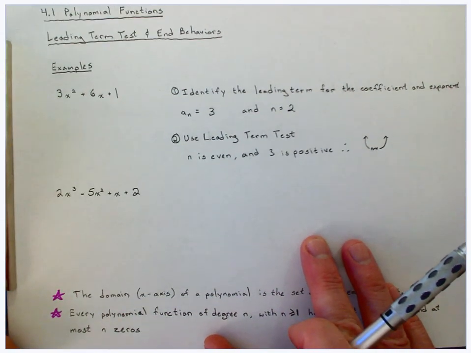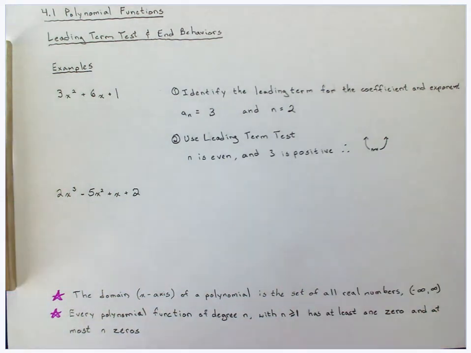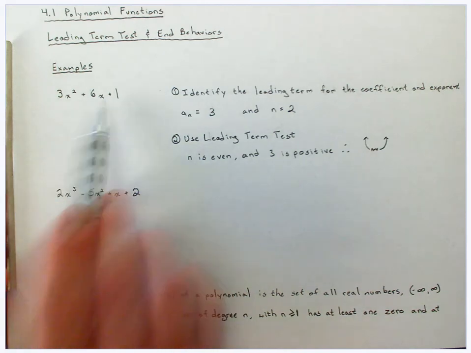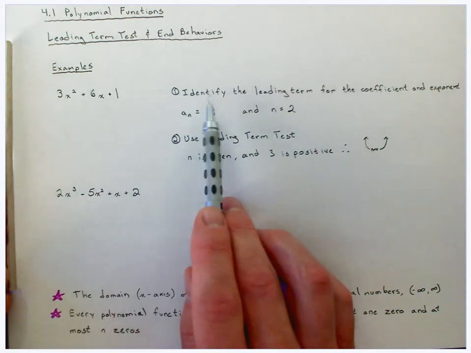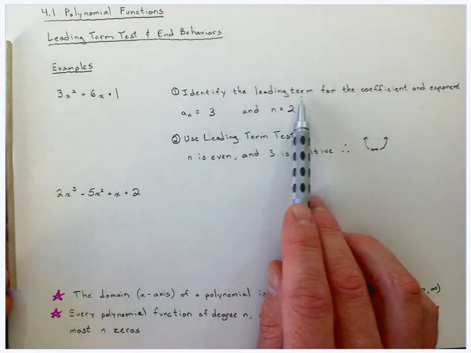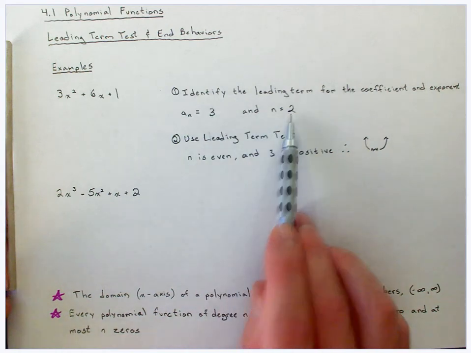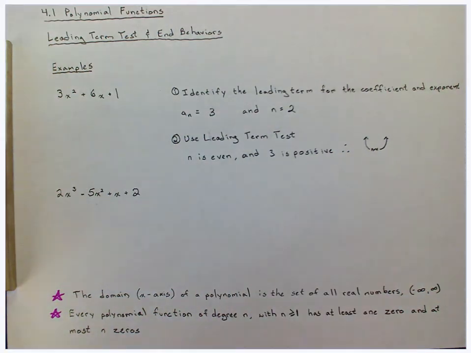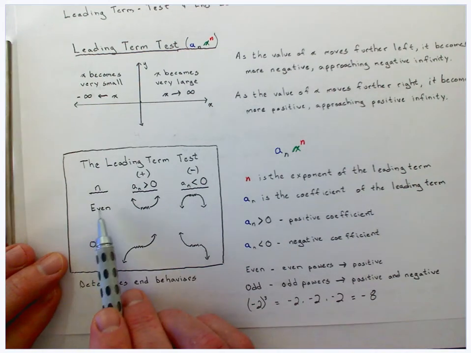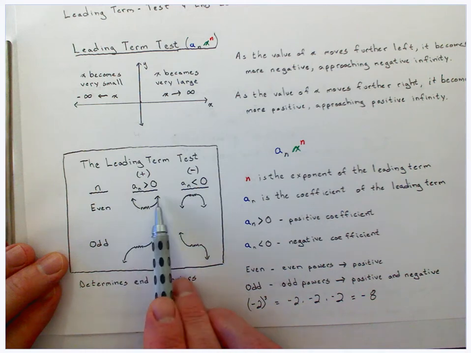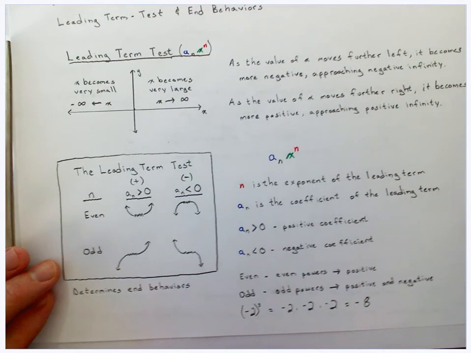So again, still dealing with the leading term test and end behaviors, I have a trinomial. This is a polynomial. It is a quadratic equation. The first thing I'm going to do is identify the leading term so that I can identify the coefficient and the exponent. I have a coefficient that is positive and an exponent that is even. So even and positive, that's how my graph should look. It'll be a parabola and it will be going up.